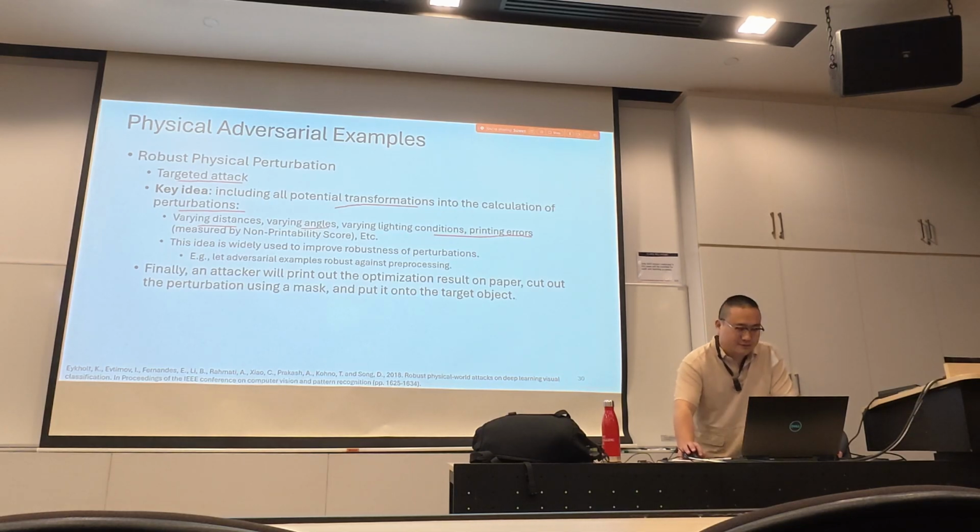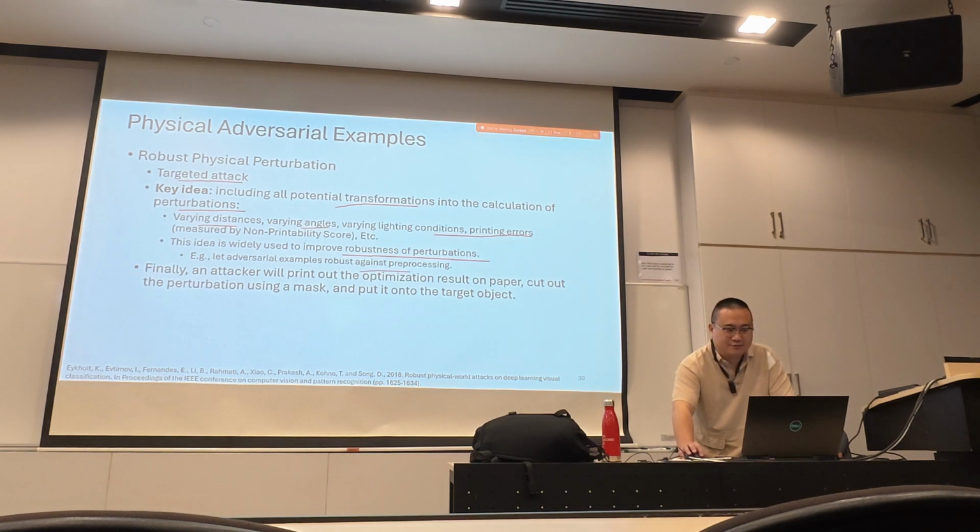And later, in the second part of today's lecture, we'll talk about adversarial robustness. So we will see that similar ideas actually can also be used to defeat the defense. So that can be used to improve the robustness of the perturbations. For example, let the attacks be robust against preprocessing. But here, we let the attacks be robust against the physical conditions. And after we successfully generate the attack, then the attacker will print out the attack on paper and then cut out the perturbation. And finally, just put it on the target object.